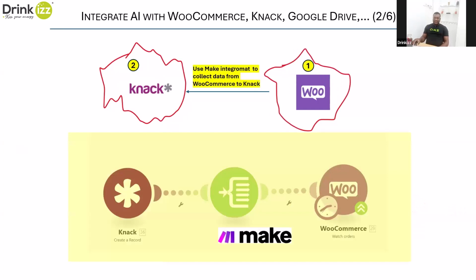Here we see how to use Make to collect data from WooCommerce and store this data in Knack. This setup keeps all the data in one place, as I said, making it easy to access and to analyze. Using this integration helps you to automate tasks and keep your data consistent. Here we have three no-code tools, which are WooCommerce, Make, and Knack.